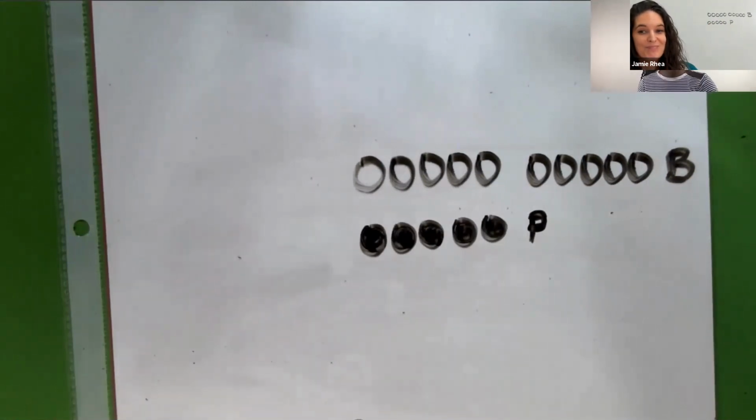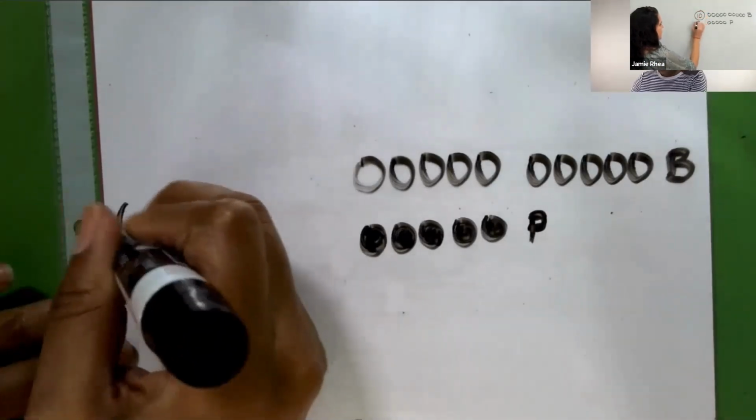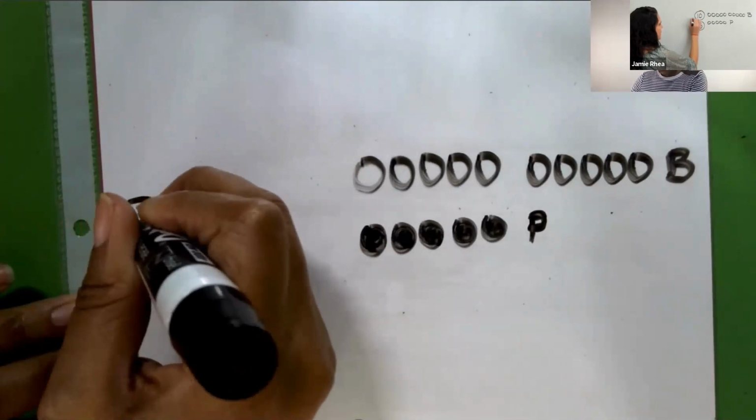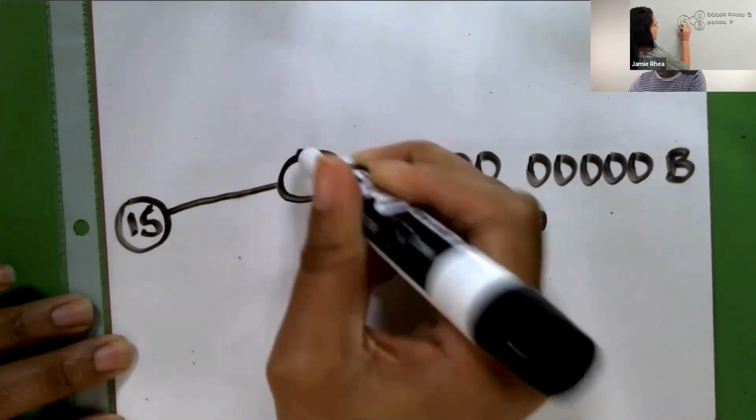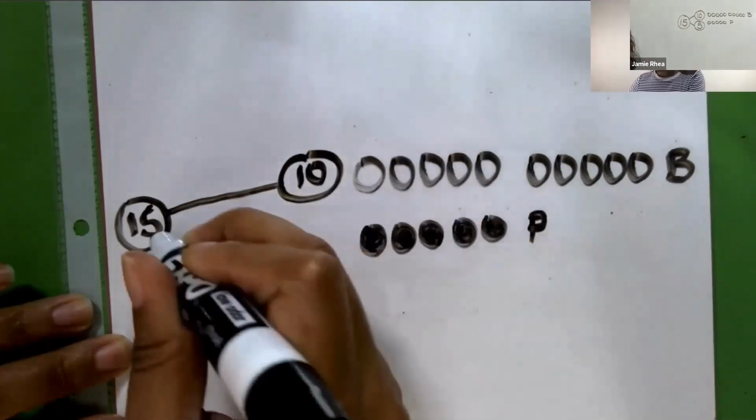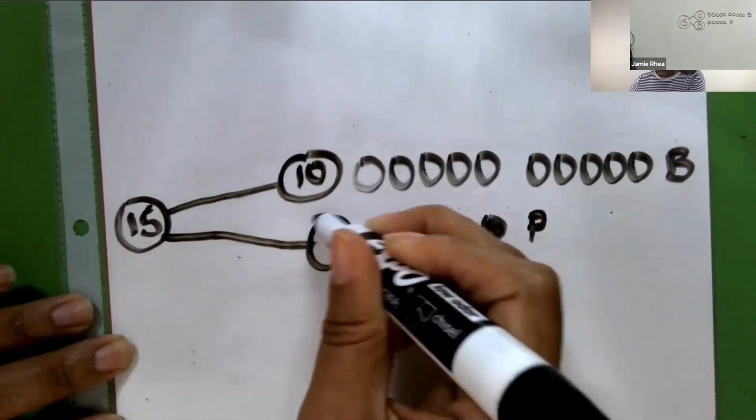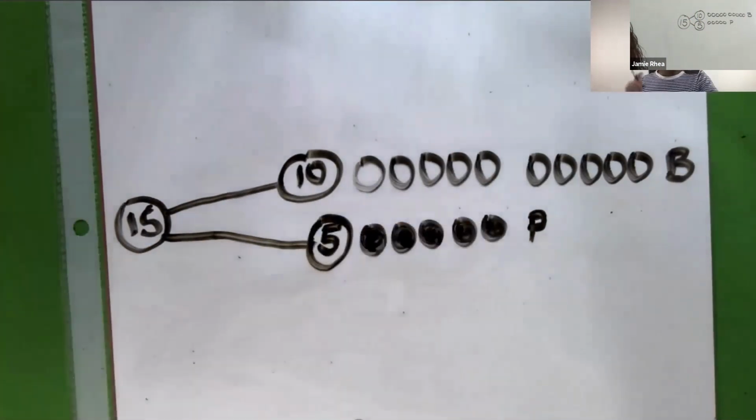That's right, 15 carrots. Let's make a number bond to show the total number of carrots, the carrots in the basket, and the carrots on the plate. So we had 10 in the basket, 5 on the plate, which gave us 15 altogether. Did you make your number bond? Great, let's keep working.